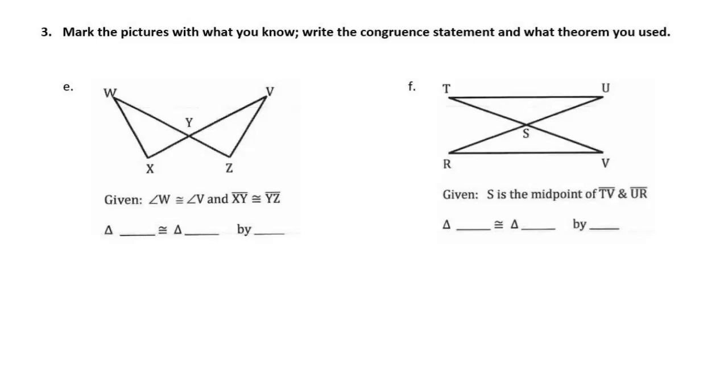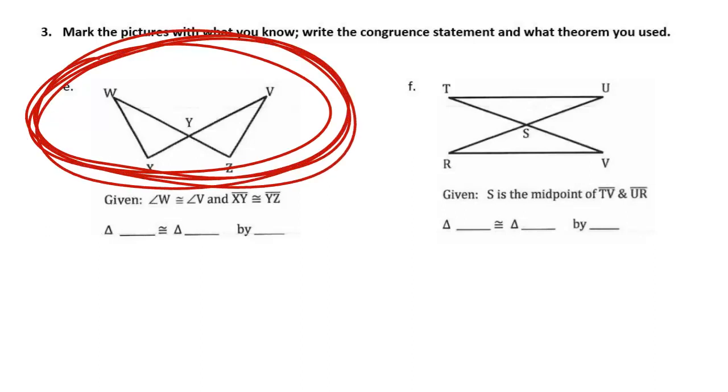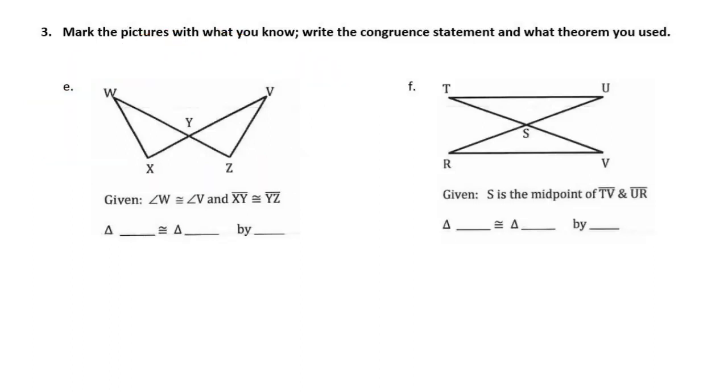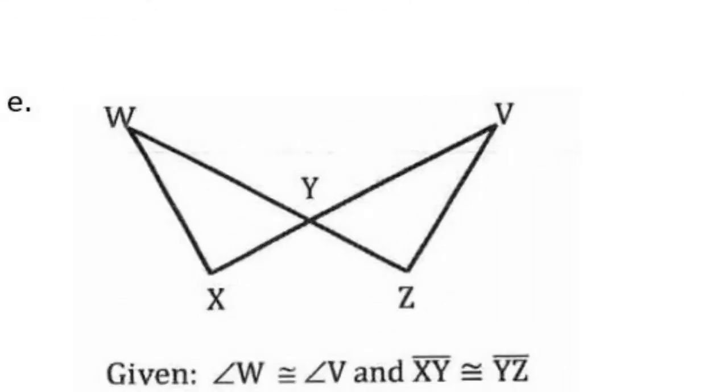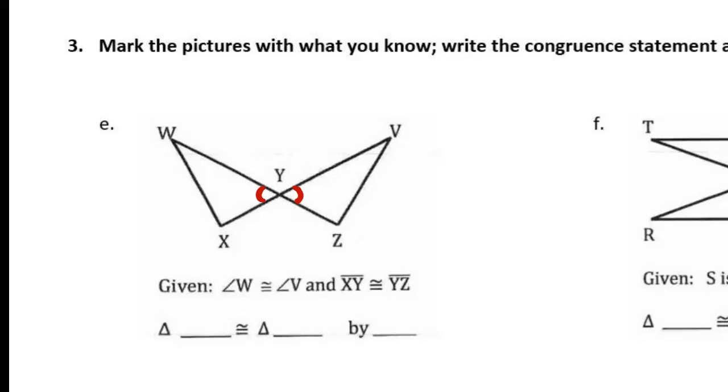Let's look at part E first. On this one right here, before I even read the given information, is there anything that I'm allowed to mark as congruent? What am I allowed to mark without being told? In this case, I can mark my vertical angles. There are 2 things I can mark without being told. One of them is vertical angles. The other one is a shared side, and that's my reflexive property. All right, so I have my vertical angles marked.